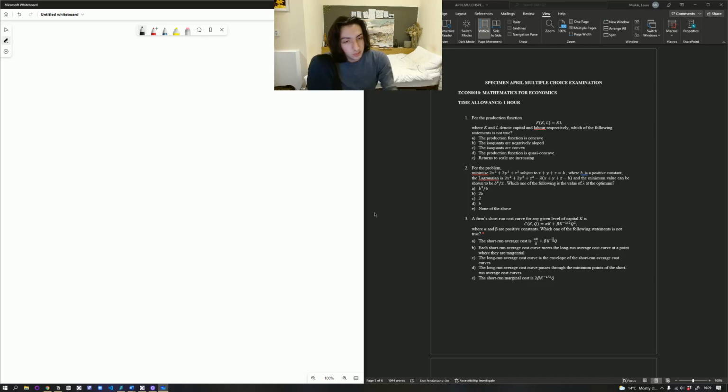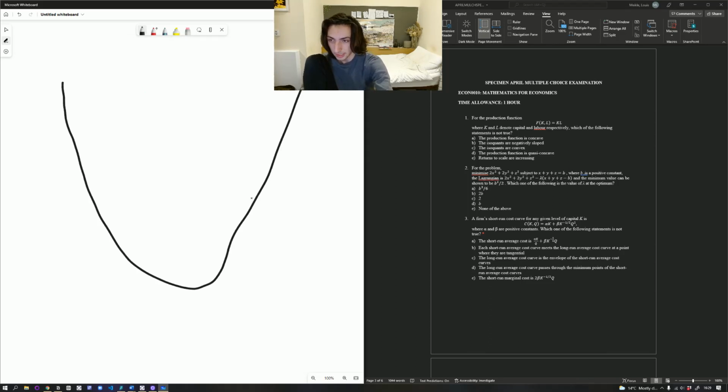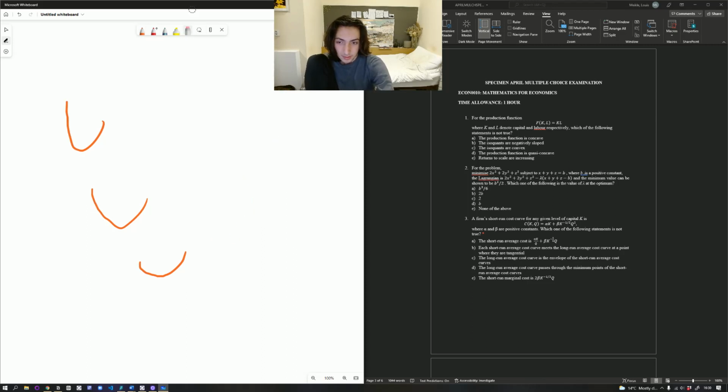Each short-run average cost curve meets the long-run average cost curve at a point where they're tangential. This is true. If we have a long-run cost curve that looks like this, you're going to have a lot of shorter curves, let me do them in another color, that are just tangential, sort of like this. Hopefully that's clear. So you're going to have stuff like that. We then go on to the next one.